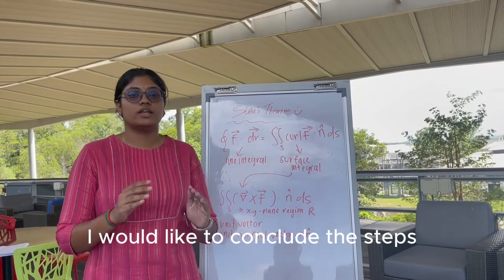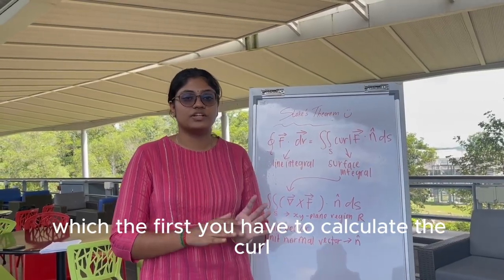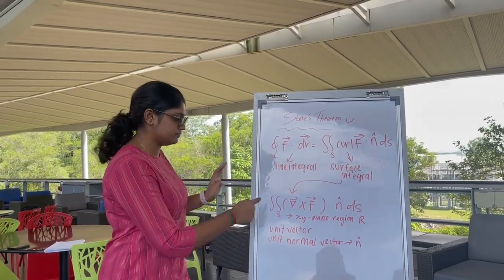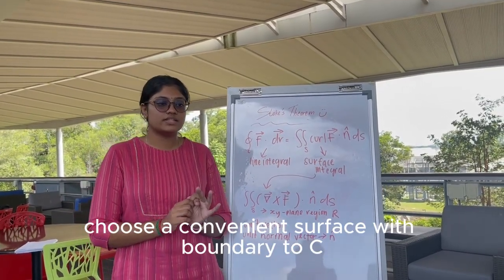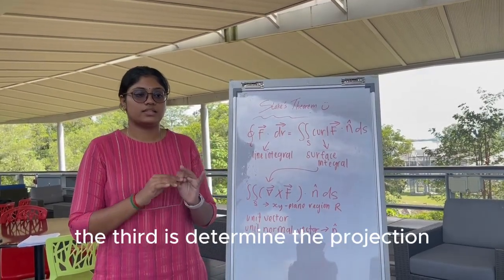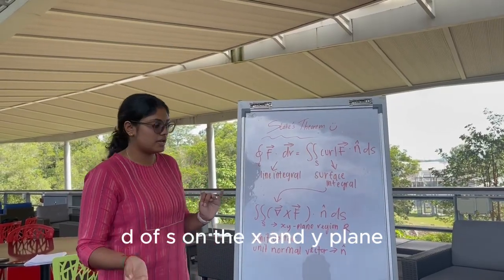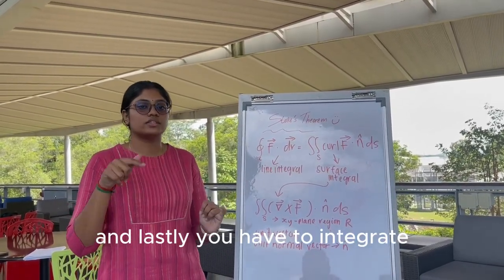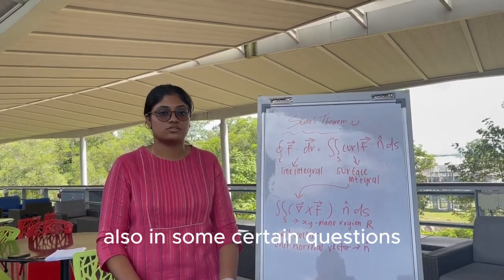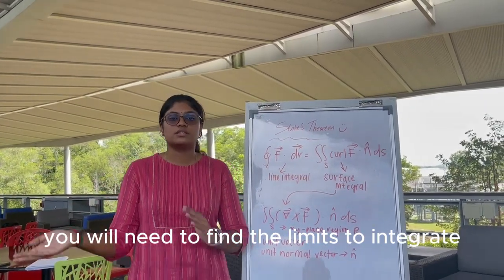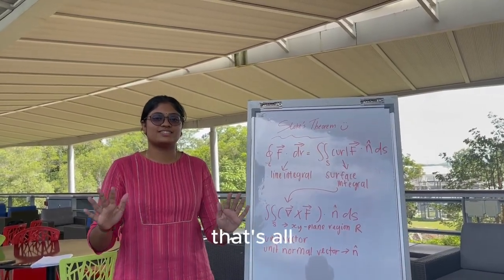Okay, so I would like to conclude the steps on how to solve using Stokes theorem. First, you have to calculate the curl. Next, choose a convenient surface with boundary C. The third is to determine the projection D of S on the x and y plane. And lastly, you have to integrate with the limits, so you have to find the limits also. In certain questions, you will need to find the limits to integrate, and you will get the answer. That's all.